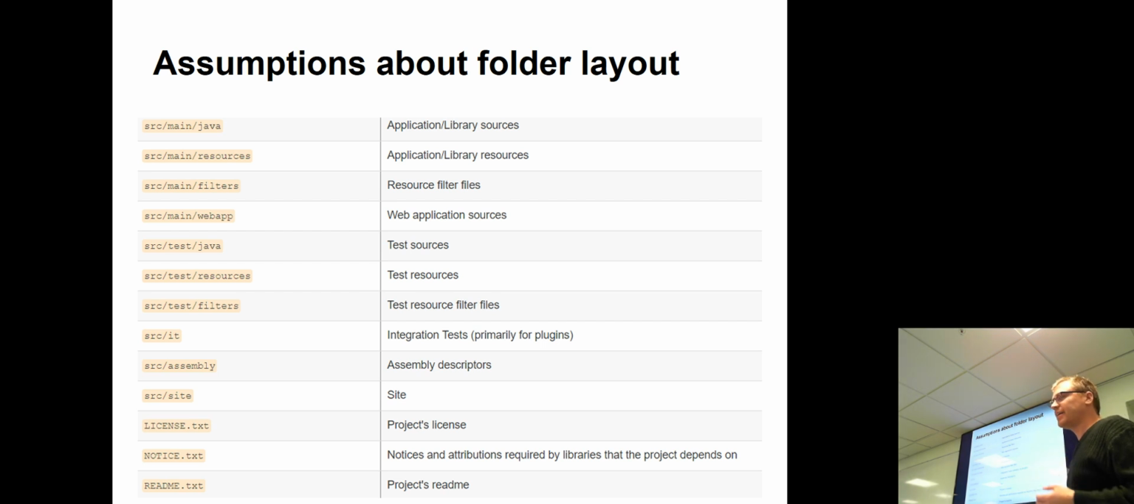Here's what I want. That's the slide I actually want to show. So basically, there are certain assumptions about the folder layout that you have, right? You have the main folders, you have the testing folders. If you, for example, have web apps that you want to deploy, you need to put them in a subfolder called webapp, right? So really rigid in that respect. Integration tests are to be managed here, and so on, the sites and readmes and so on.